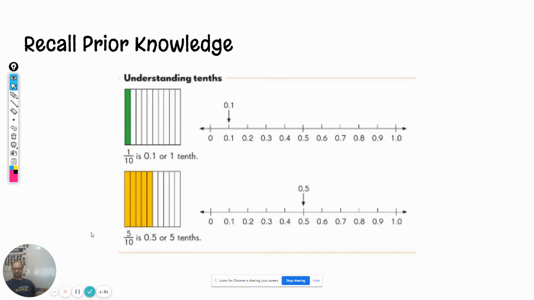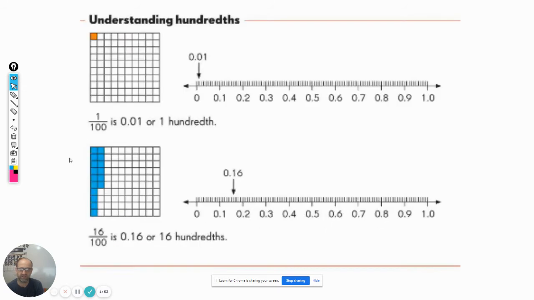Understanding tenths. Knowing simply that a tenth is one of 10 equal parts in a whole. So this represents one whole. This is 1/10 on the number line or 1/10 of the box. This would be 5/10 on the number line or 5/10, 5 out of 10 parts of the box shaded. This should all be prior knowledge. That's why it's called prior knowledge, because y'all know this stuff already.